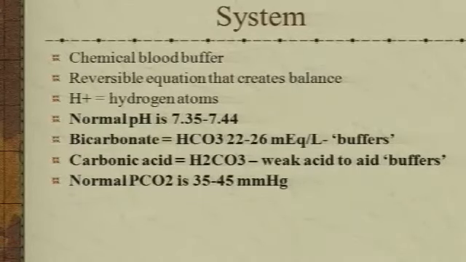Normal PCO2, the pressure of carbon dioxide in the blood, is 35 to 45 millimeters of mercury. It's a number that you should start to get familiar with, because if you start to get too much CO2 in the blood, you get too acidic. If you go above 45 millimeters of mercury, you become too acidic. If you go below 35, you become too basic. So normal CO2 is a narrow range, really. And this will change if people have lung problems.